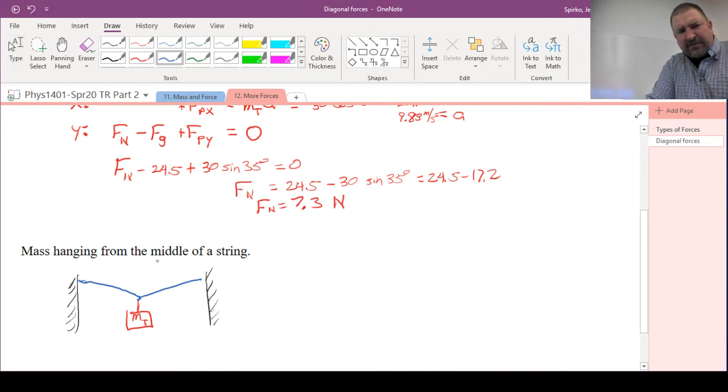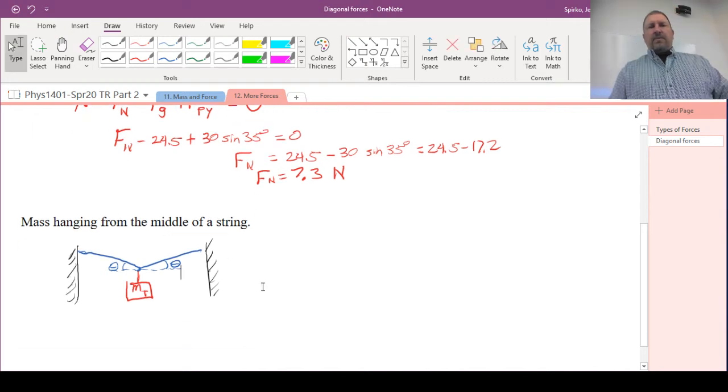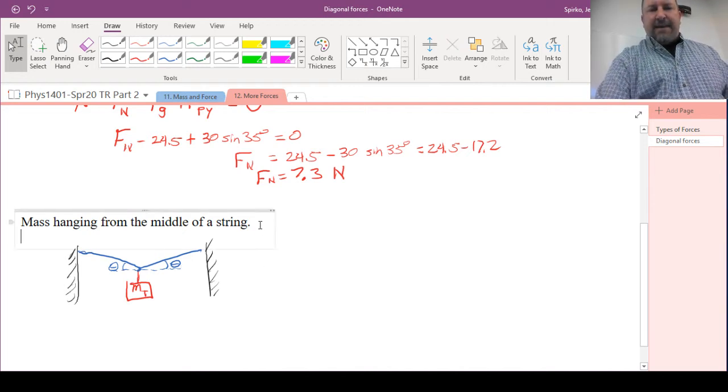And I need to label some angles somewhere. So let's draw a little horizontal line here and call this theta and call that theta. Don't the two sides cancel each other to equal the middle portion? Well, let's see what happens.